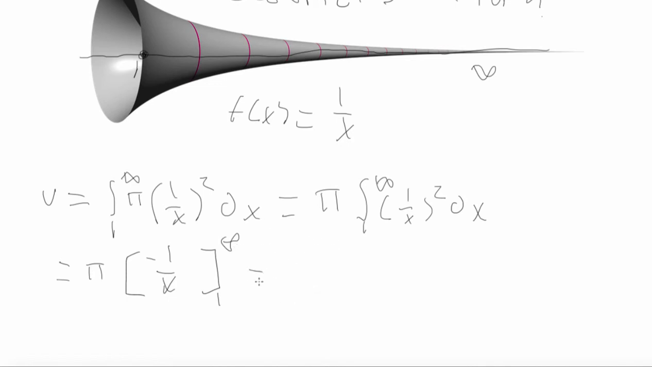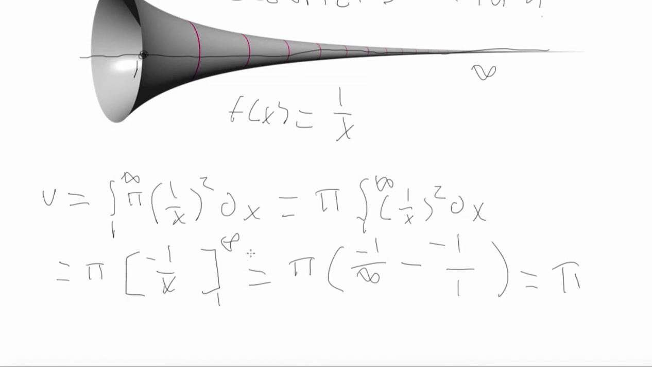Okay, let's keep going. Equal to pi times negative 1 over infinity. That's just going to be 0. Minus negative 1 over 1. Okay, so that's going to be 0 minus negative 1, which is going to be positive 1 times pi. That's going to just be equal to pi.